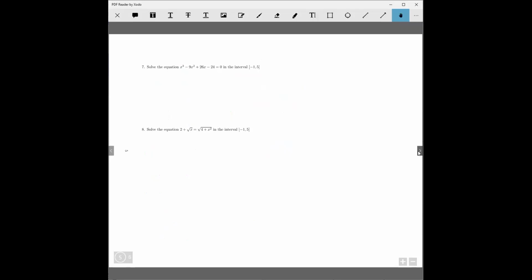Okay, so number 7, we're solving this equation here, x cubed plus 9x squared plus 26x minus 24 on the interval from -1 to 5. So we're only interested in solutions to this that are in the interval from -1 to 5.